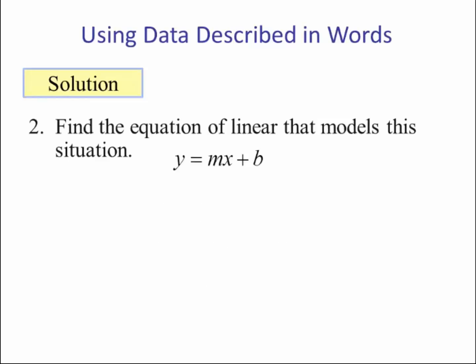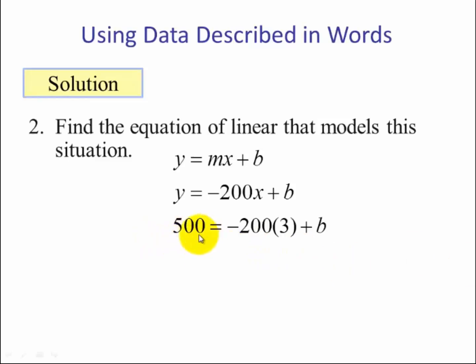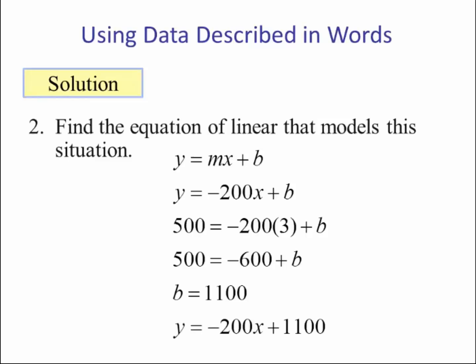To find b, we use the form y equals mx plus b. We substitute our slope in for m, and I'm using the point (3, 500), so y is 500, x is 3. We multiply, we get 500 equals negative 600 plus b. Adding 600 to both sides, we see that b is 1100. So the equation of the line becomes y equals negative 200x plus 1100.